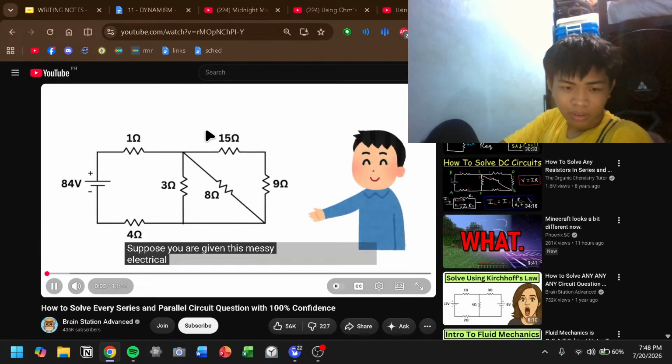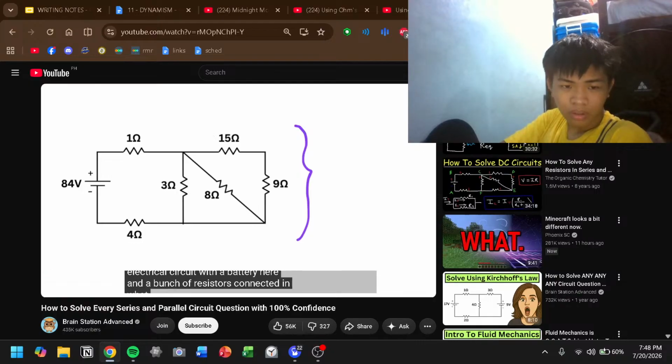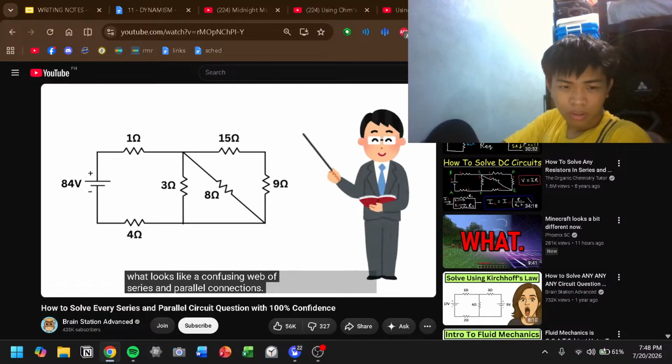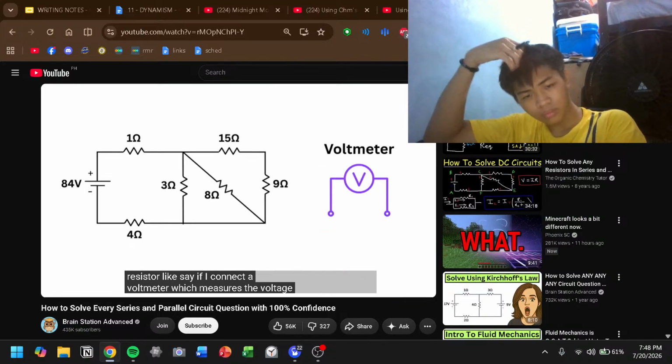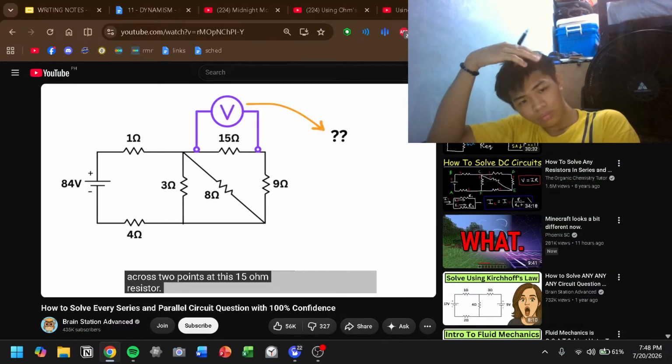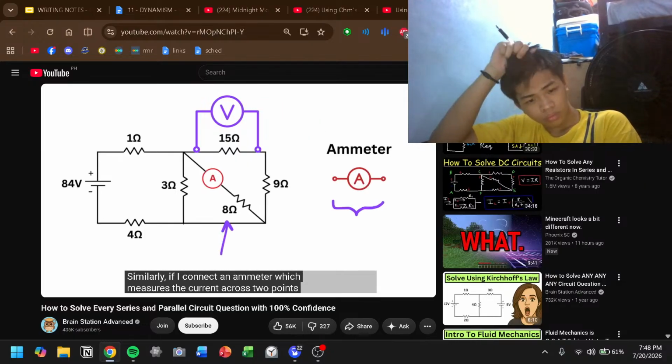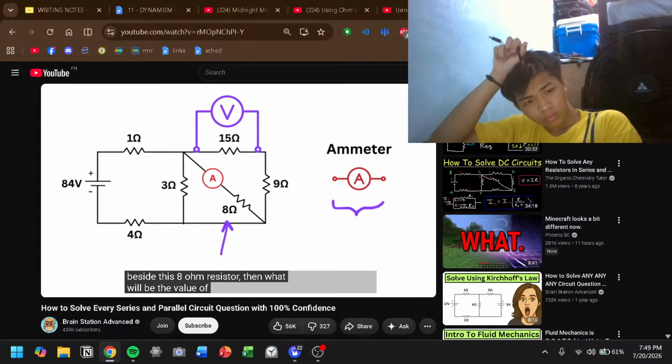Suppose you are given this messy electrical circuit with a battery here and a bunch of resistors connected in what looks like a confusing web of series and parallel connections. Then someone comes and says, hey, I want to measure the voltage and current at each resistor, like say if I connect a voltmeter, which measures the voltage across 2 points, at this 15 ohm resistor. I want to know the value of the voltage that it will show. Similarly, if I connect an ammeter, which measures the current across 2 points, beside this 8 ohm resistor, then what will be the value of current that it will show?